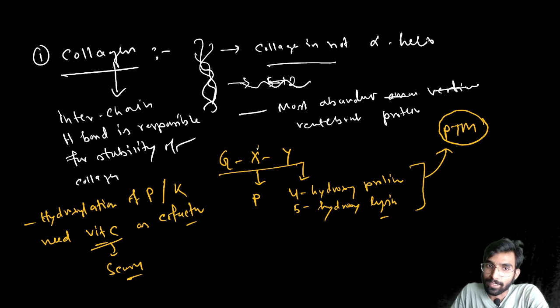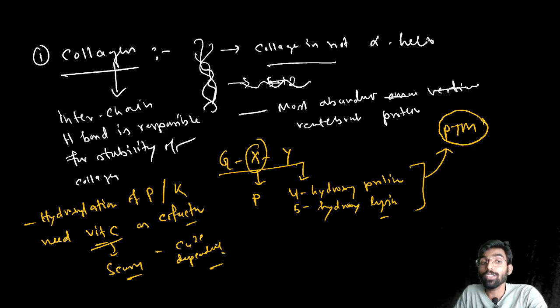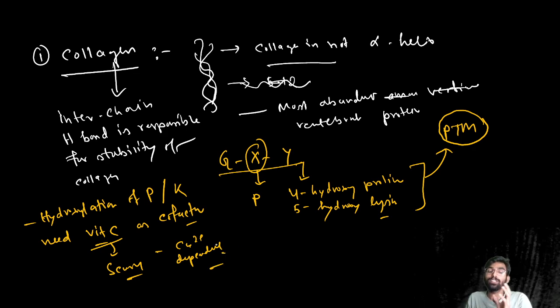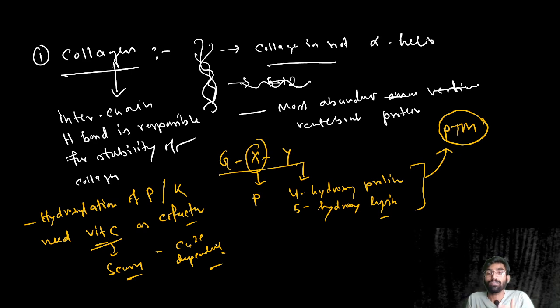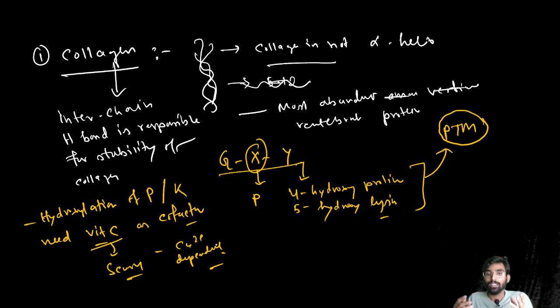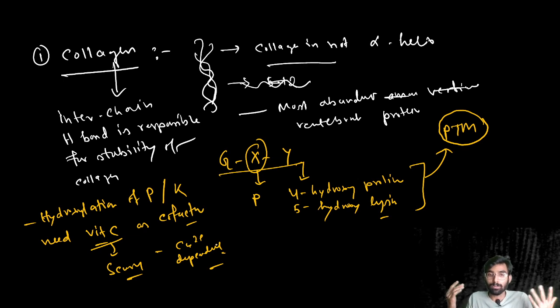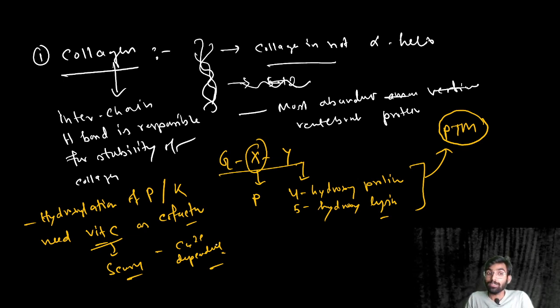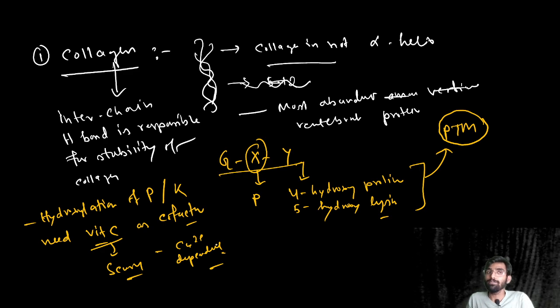It's also copper dependent, so the hydroxylation is also copper dependent. Now you can correlate how different vitamins are responsible for the function and formation of proteins. That is why we say protein is the bodybuilder. If vitamin C is not there, then collagen will not be formed, right?